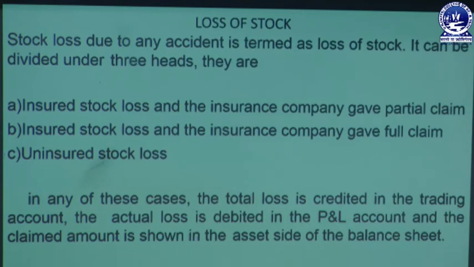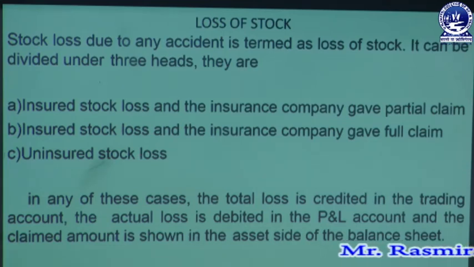The first one is insured stock loss, where the insurance company gives a partial claim. That means when goods are lost and insured, and the company gives a partial amount of claim, that is one case. The second one is goods lost, insured, and the company pays the full claim. The third is goods lost but not insured. So there are three cases: insured stock loss with partial claim, insured stock loss with full claim, and uninsured stock loss.